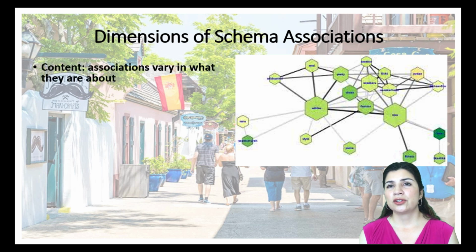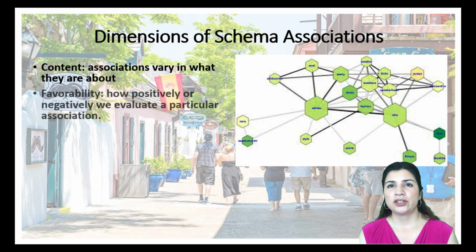The associations in schemas can be described along several dimensions, starting with their content. In other words, associations vary in what they are about. One schema for smartphones may contain more technological associations, whereas another contains more symbolic associations. Associations also vary in favorability, uniqueness, and salience.